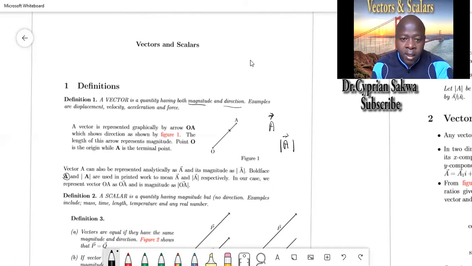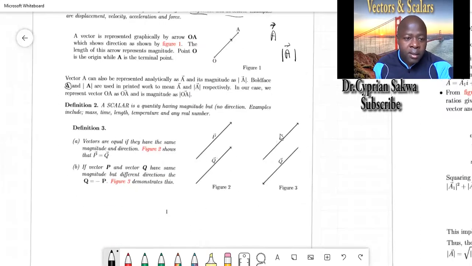So where we have OA, we will represent this to mean vector OA, and its magnitude will be represented by this, the magnitude of vector OA. We can also define a scalar, and we say that a scalar is just a quantity that has only magnitude. It doesn't have direction. So the examples of scalars are mass, time, length, temperature, and even real numbers.